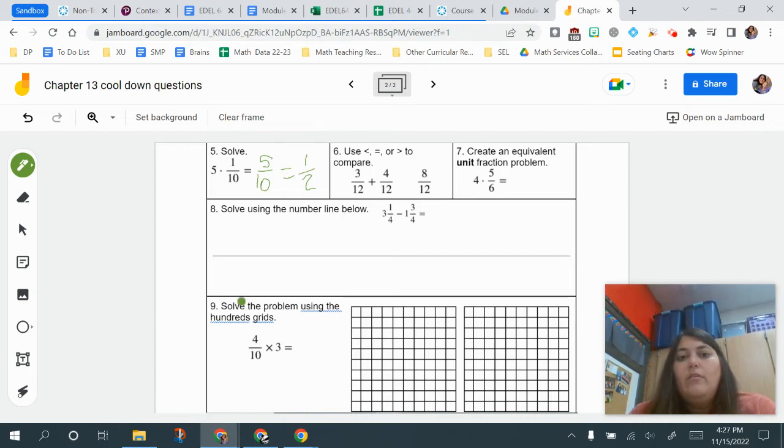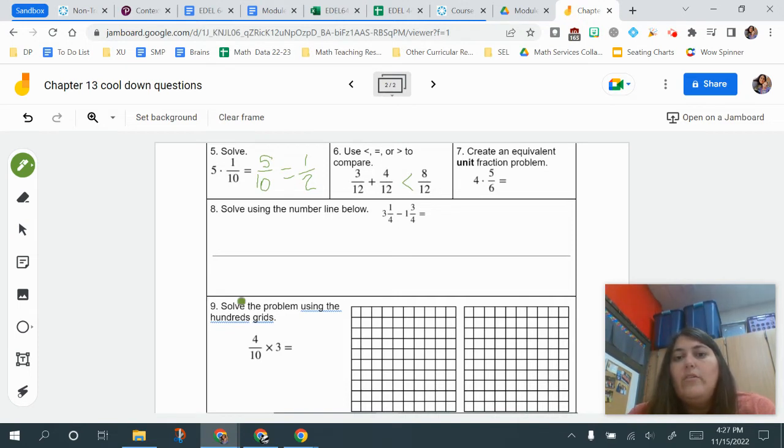Okay, looking here for number 6, comparing. So I need to add these. 3 12ths plus 4 12ths would be 7 12ths, which is going to be less than 8 12ths. So we'll get less than in there.